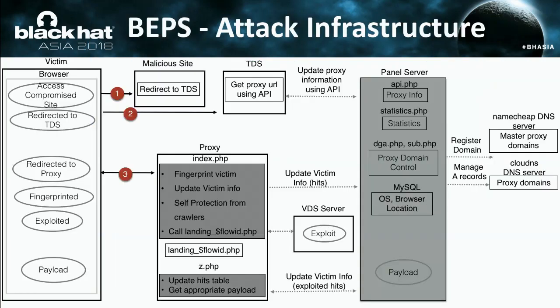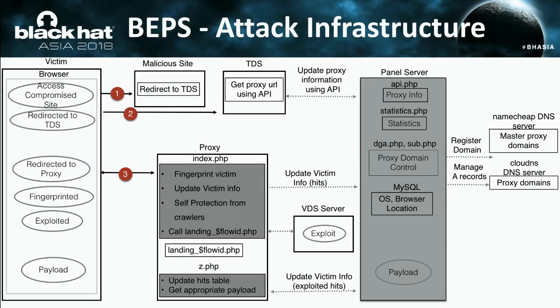So this is the BEPS or Sundown exploit kit attack infrastructure, and the source code of this exploit kit was leaked last year, in February 2017, I think. The attack infrastructure is almost the same as the RIG exploit kit. And the main difference is here.